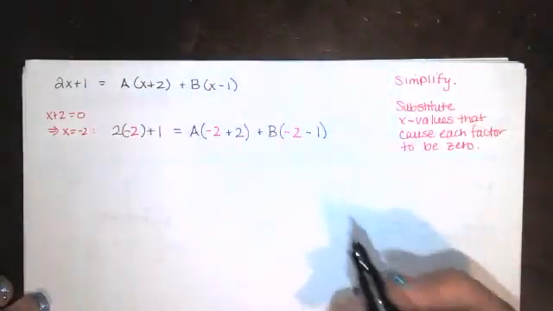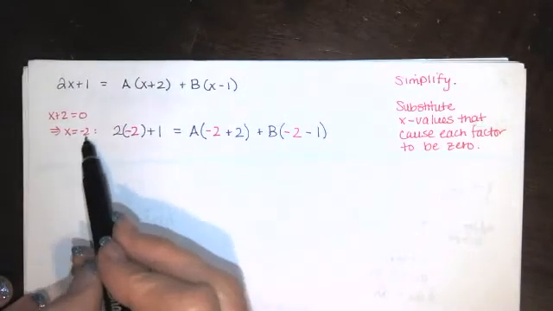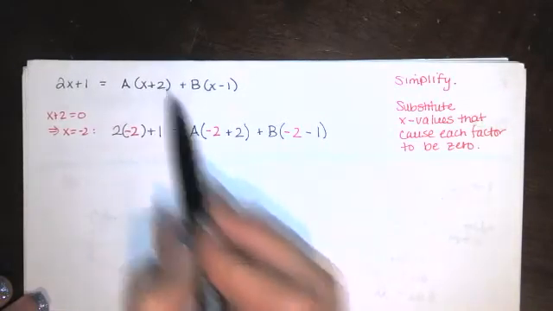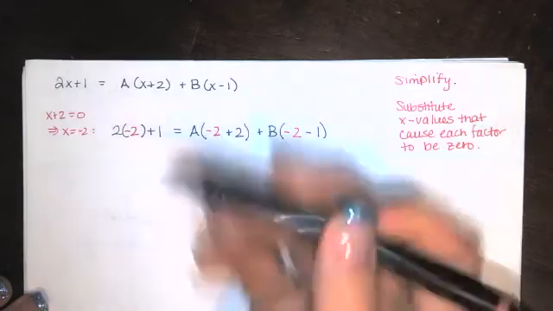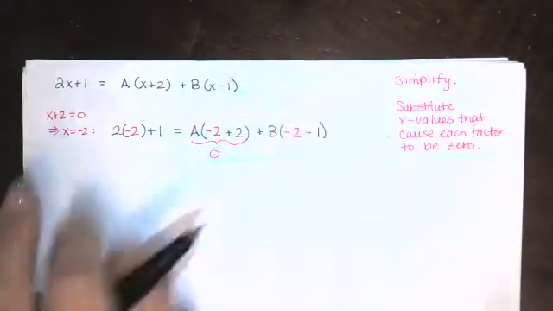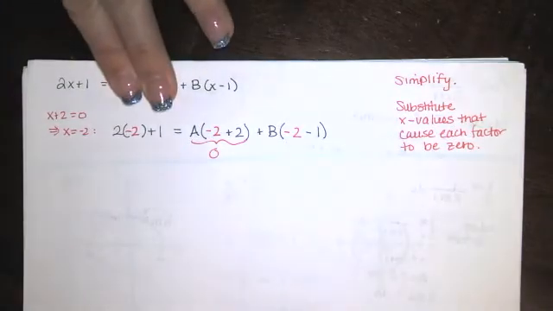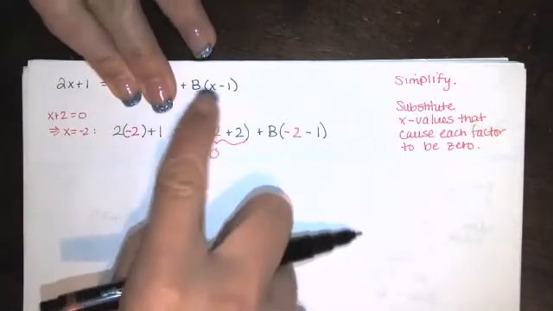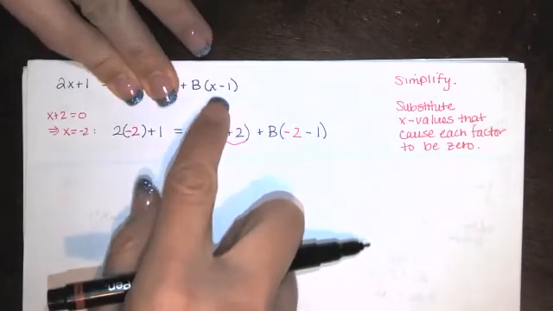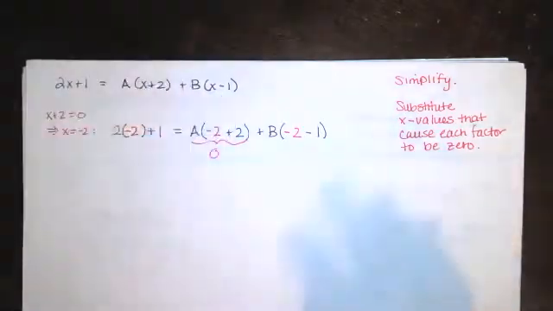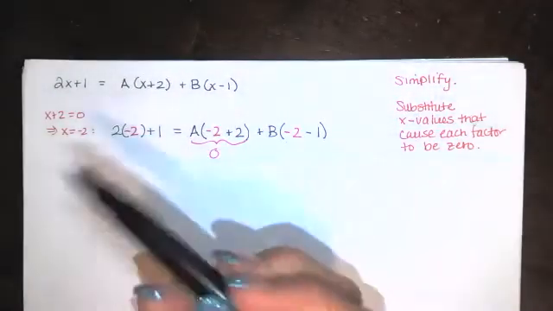Now, normally I don't show this step, but when x is -2, I've got -2 plus 2 here, which is 0. So I've got a times 0, which is of course 0. So that's the whole point of substituting x equals -2. When we do that, this term is gone, and all we're left with is this equals this times this with an x value in it. So we get a very simple equation that we can solve for b.